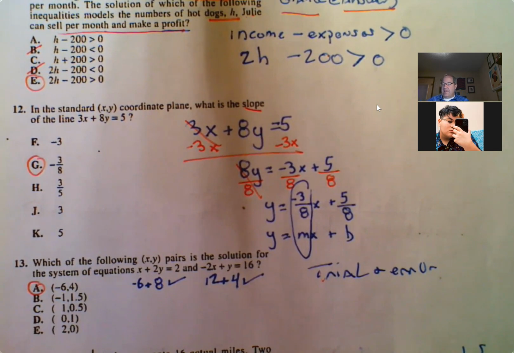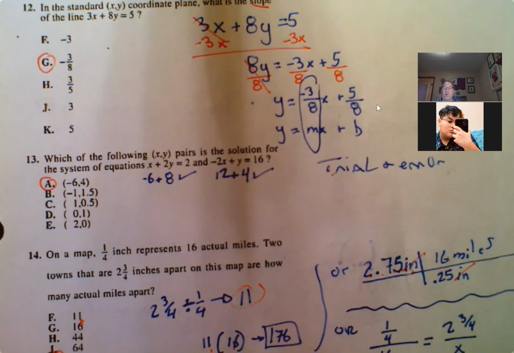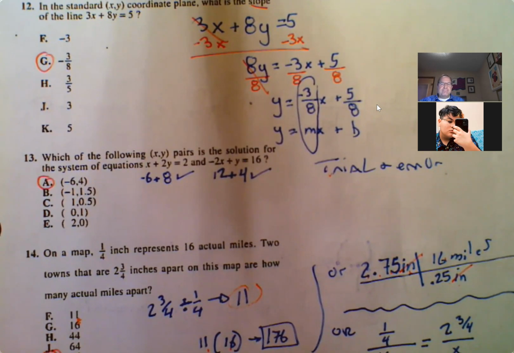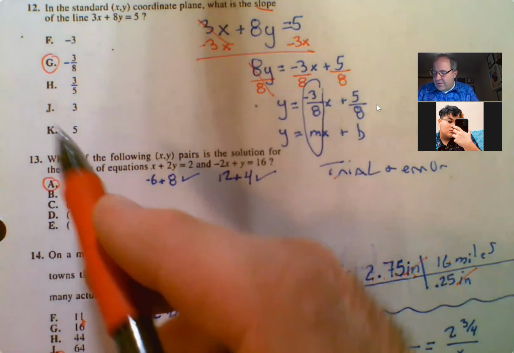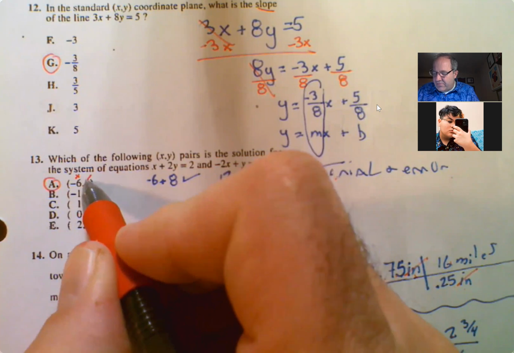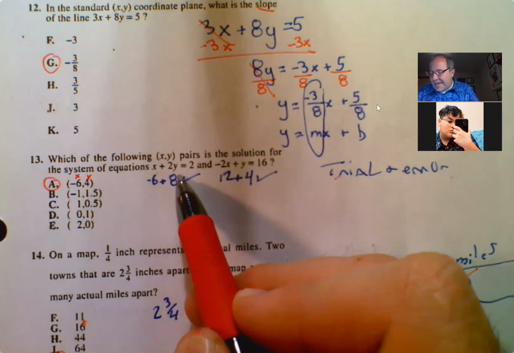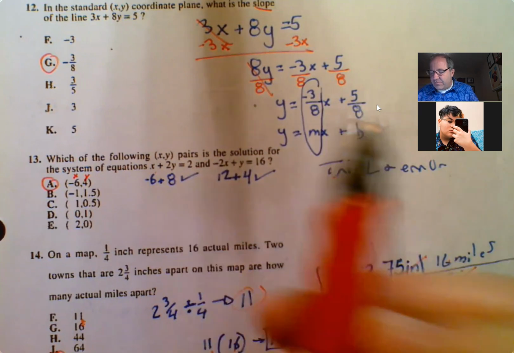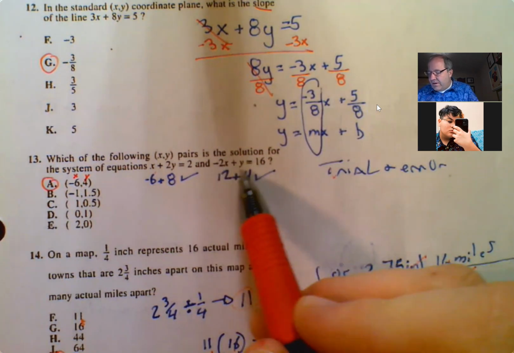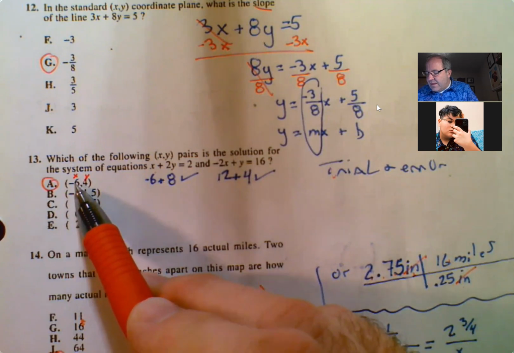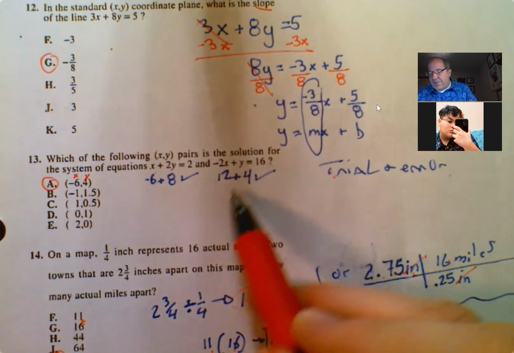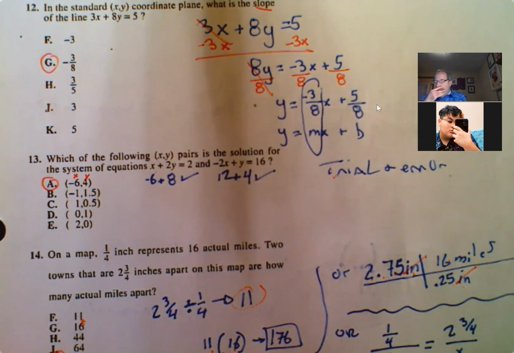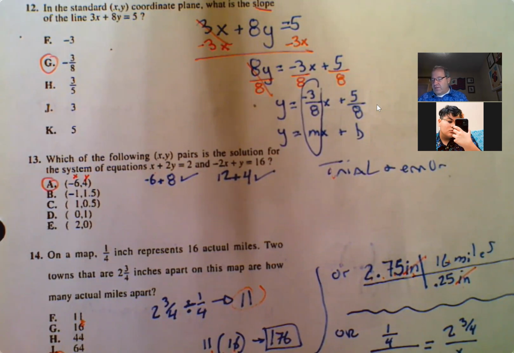Okay, 13. Yes, we could solve this system of equations by doing the traditional way. But since we're given answers, trial and error is always pretty nice. So if I thought x is negative 6 and y is a 4, right? So this would be negative 6 plus 8. And that does add up to be 2. Great. And then over here, negative 6 times negative 2 is positive 12 plus 4 is 6. Oh, that's it. Letter A. Trial and error is a great way to go through things pretty quick.